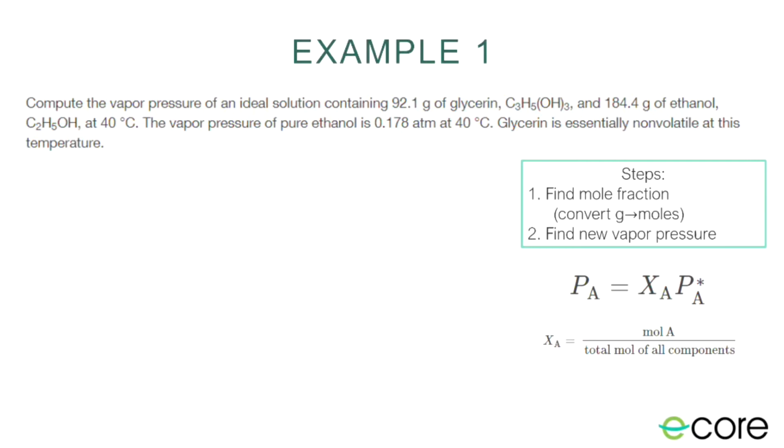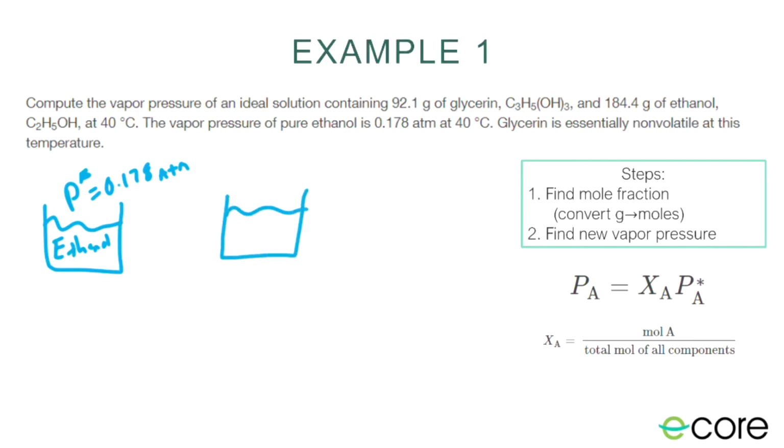So in other words, we can imagine having a picture of pure ethanol. So this would be ethanol. And we know that the pressure of pure ethanol is 0.178 atm. Okay, that would have a little star on it because that's the pressure of ethanol when it's all by itself, a pure solvent. And now what happens is I'm going to have ethanol and then I'm going to go dissolve some glycerin in it. And that's going to reduce my vapor pressure, right? It's called vapor pressure lowering. Now my pressure would be something lower than 0.178 atm. And that's what we want to figure out.